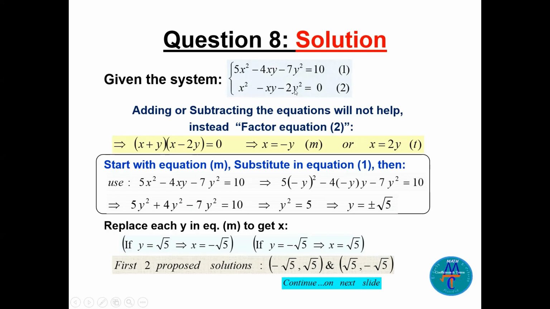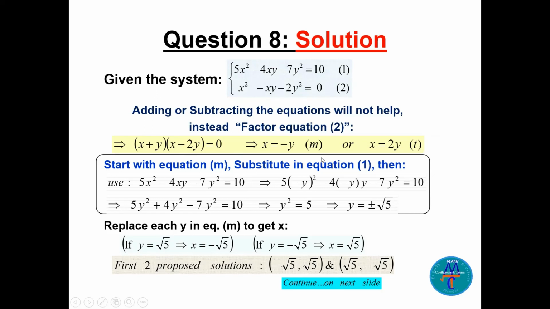So instead, we can factor the second equation directly here because we have a 0. So it will be x plus y, x minus 2y. If you multiply these, you will get the second equation. So the first factor is equal to 0, or the second factor is equal to 0. So x will be minus y. Let's call this equation m, or x is equal to 2y. Let's call this equation t.